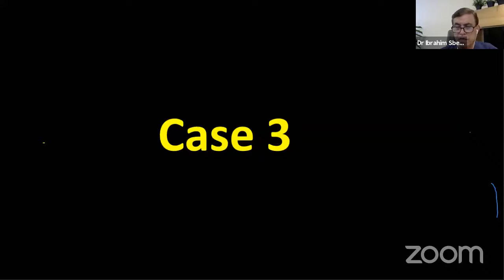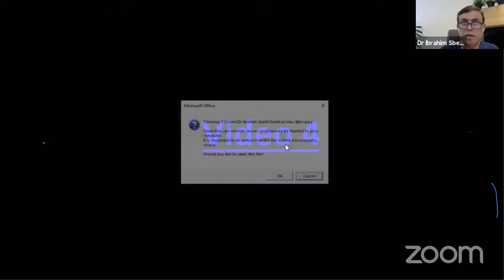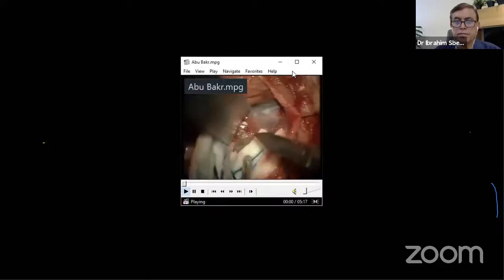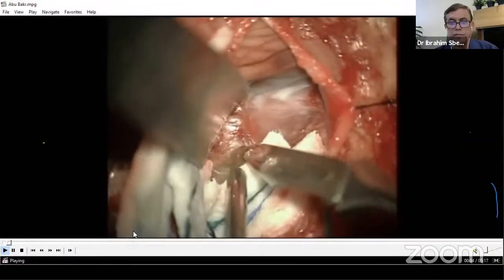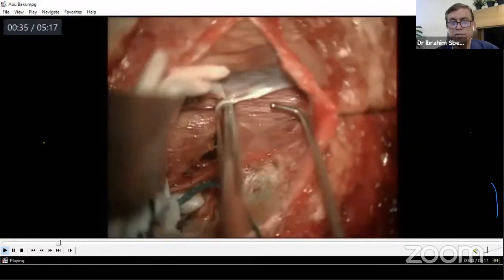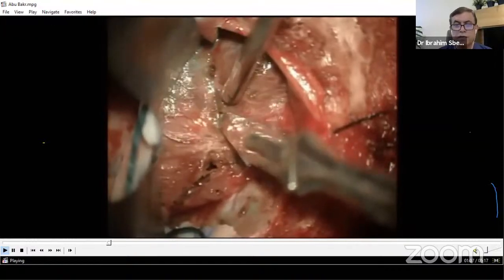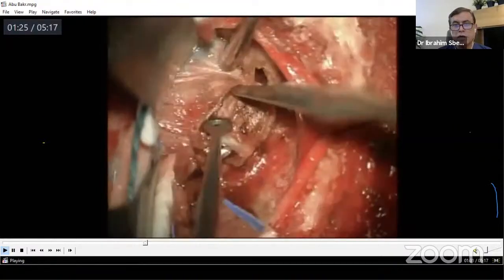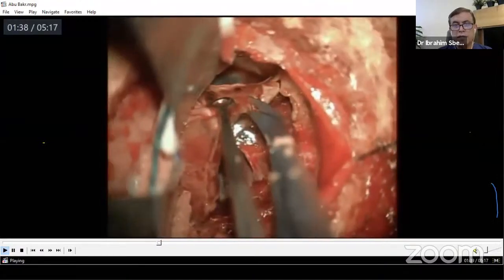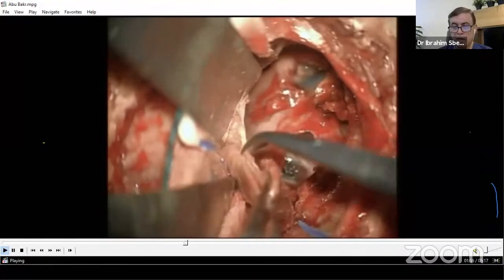Case number three, a 70-year-old man from Iraq with this giant cholesterol granuloma. I'll show you the video. Again, opening the capsule, thick material, sticking around the structures. It's actually acting like a tumor in the posterior fossa and the CP angle. And you can see the tissues that they are removing. Drainage is not enough. You have to excise the lesion and fill the cavity.